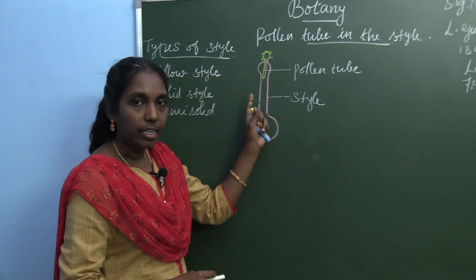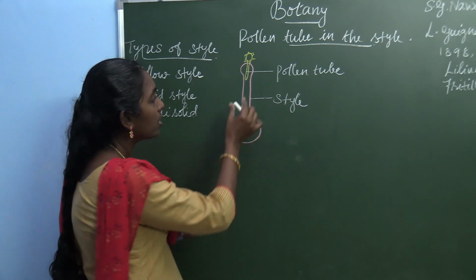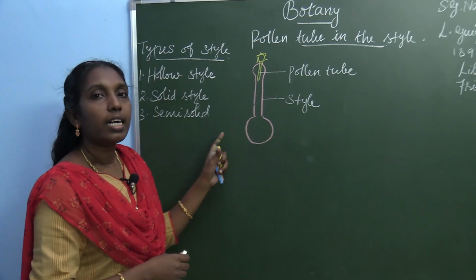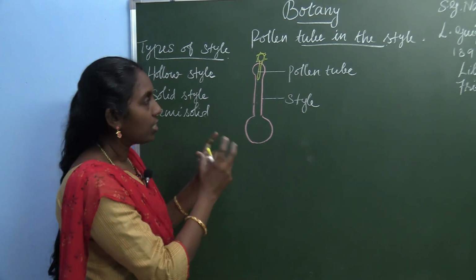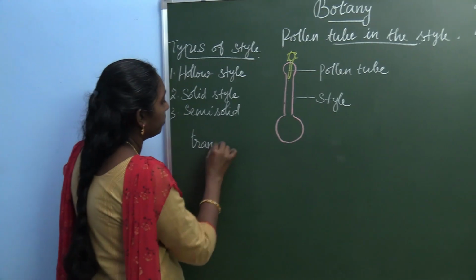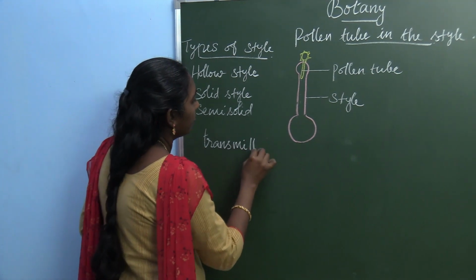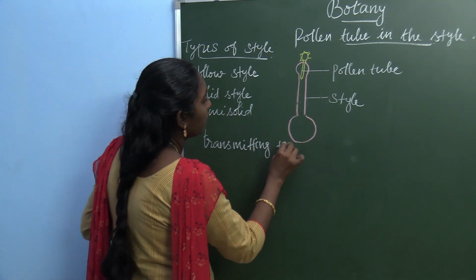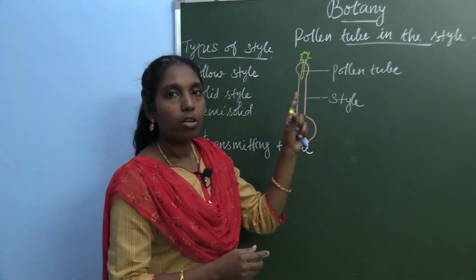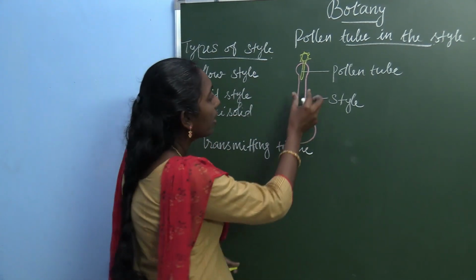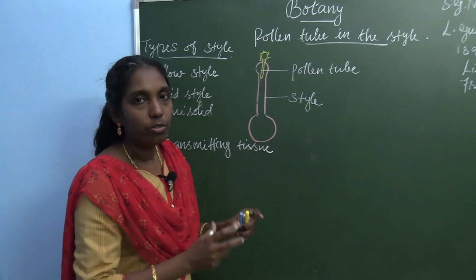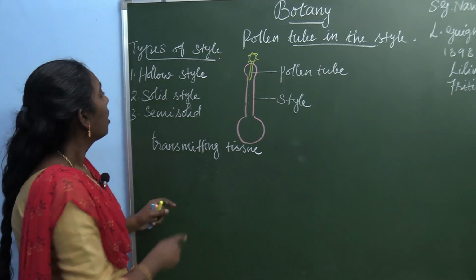So, this region is lined by this hollow canal. It's lined by a glandular tissue called transmitting tissue. In this type of style, hollow style, this canal is lined with a single layer of glandular cells.